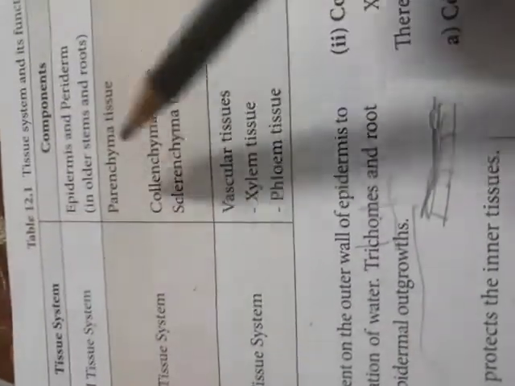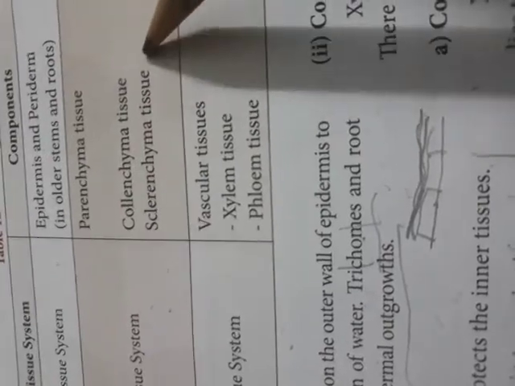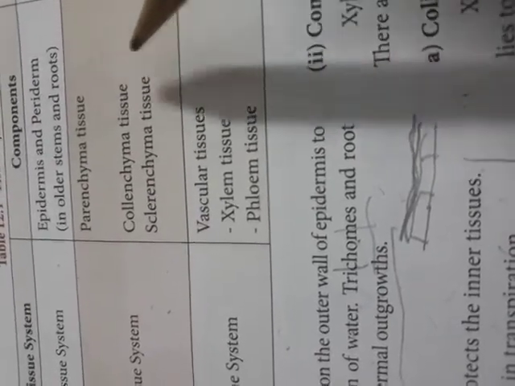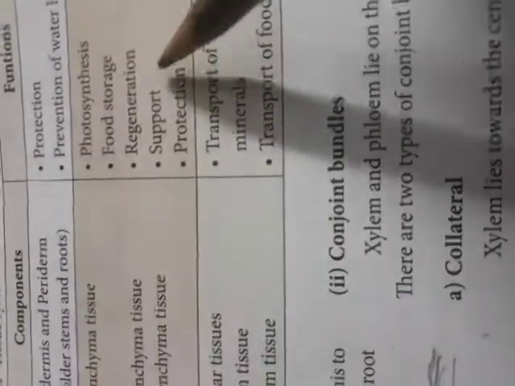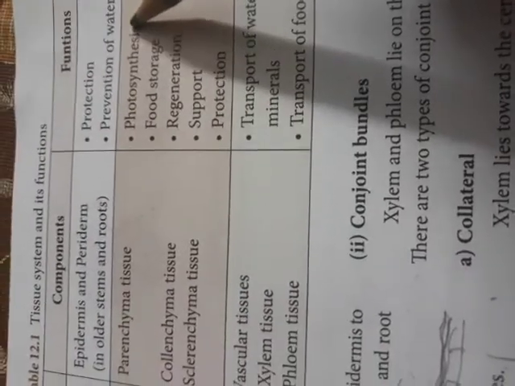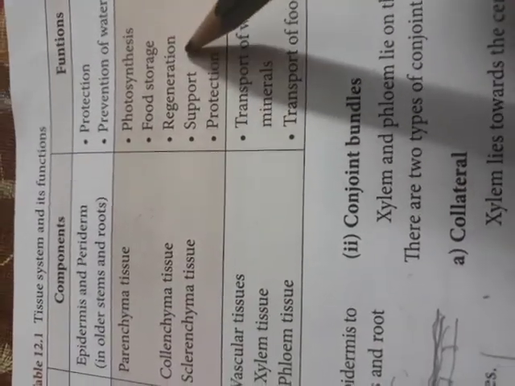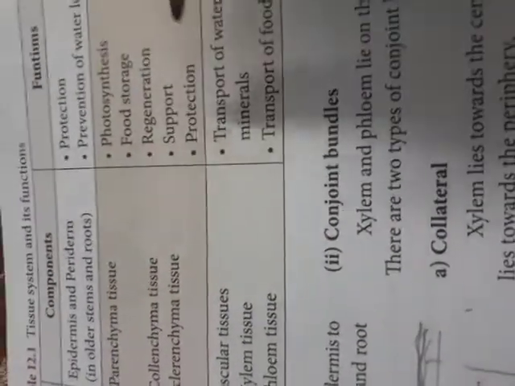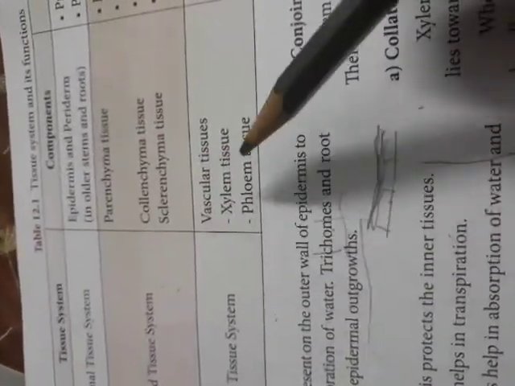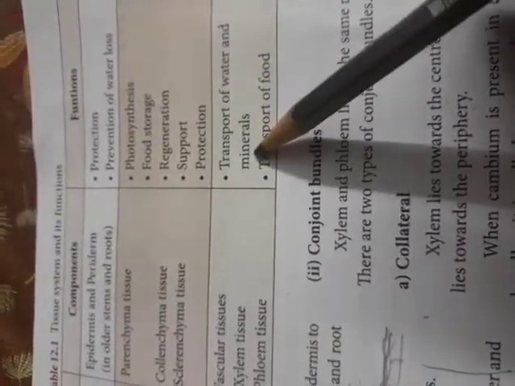Now, ground tissue system is made up of all three types of simple tissues, already we know: parenchyma, collenchyma, and sclerenchyma. Function: photosynthesis, food storage, regeneration and growth, support, and protection. Now, vascular tissue system, already we have told: xylem and phloem. Xylem function, what? Transport of water and minerals. Phloem function is transport of food.